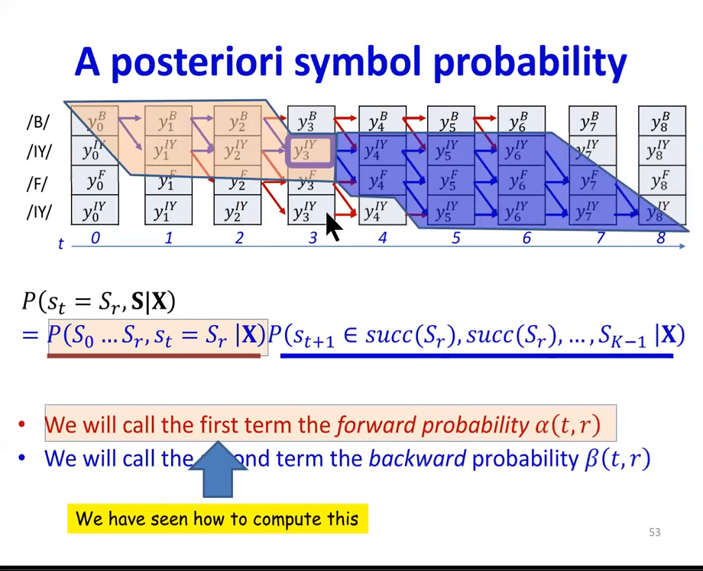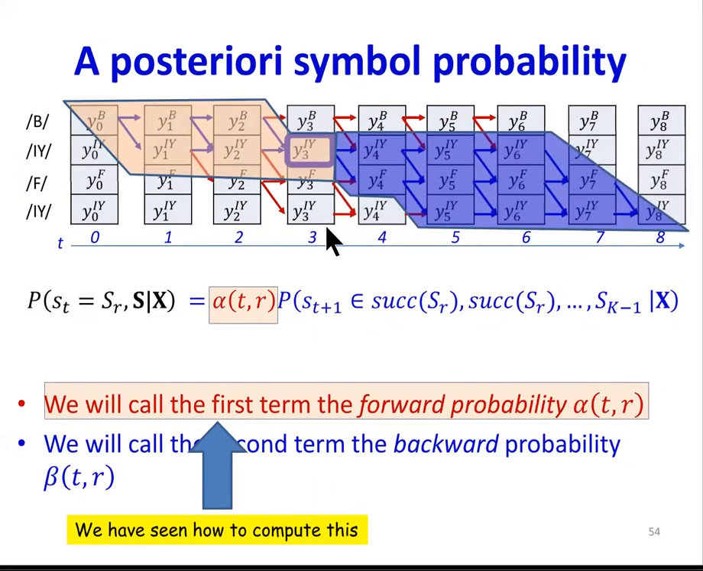So we've computed the alpha for every node in the graph, right? The slides have some pseudocode. Take a look at it. So now I'm going to call this the forward probability. We know how to compute it. So this first term is computed. Let's look at how to compute this second term.